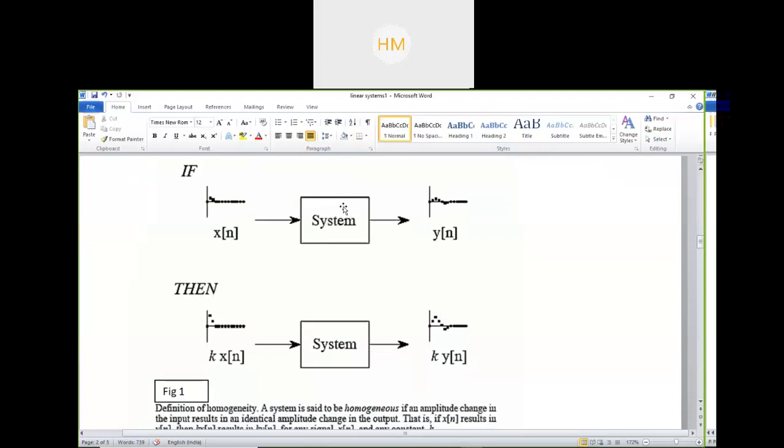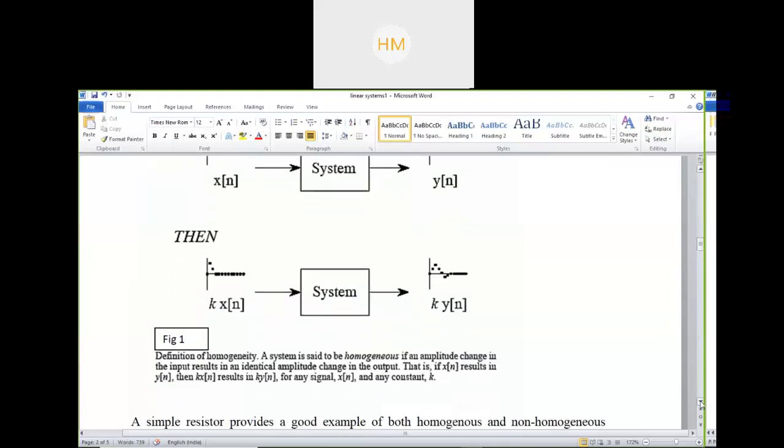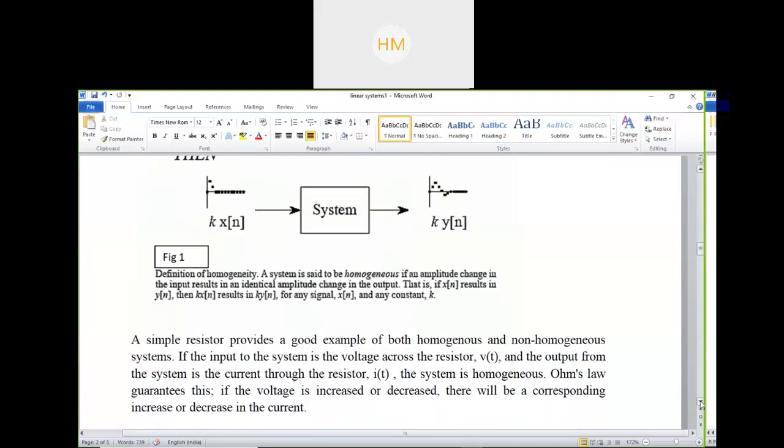Initially, I have a system with input x of n and output y of n. Clear? Then I have the system where the input is multiplied by k, giving k x of n. Here, the output will also be multiplied by k. So this is the definition of homogeneity. Is it clear? A very basic property, and I think in signals and systems you have studied all these things.